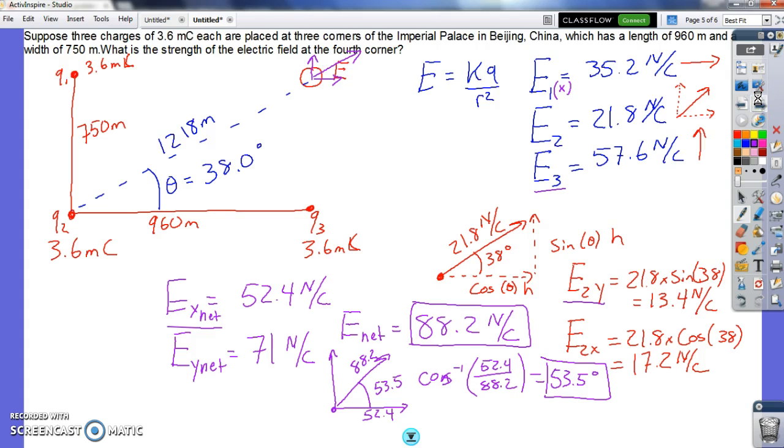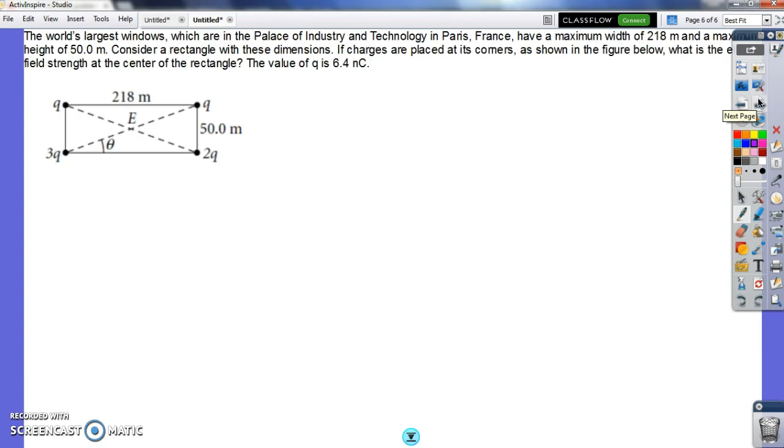Which brings me to question number 7. Alright, so number 7 is a little bit more in-depth, and there's a few things we have to understand about our problem. So we've got our palace, we've got windows, and these dimensions are on these windows. It's a 218 meter long window with a height of 50 meters. So we've got this big long rectangle. It's already been drawn for us, and so we have to find the electric field strength right here at the center of this rectangle.